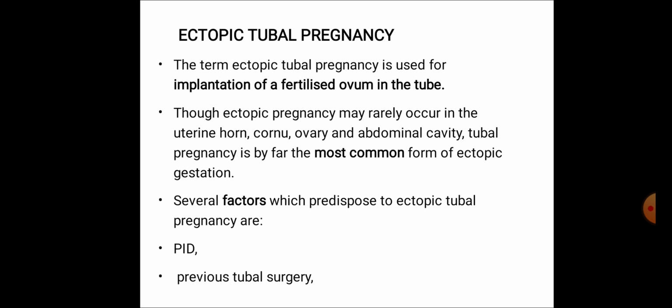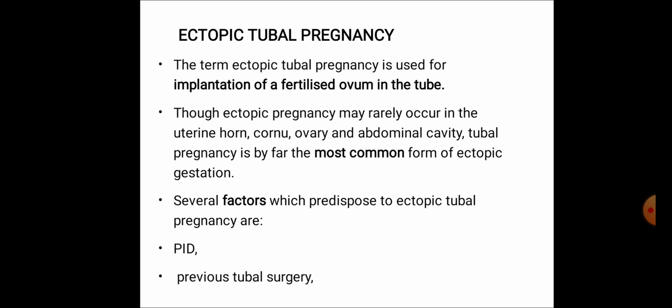Now ectopic tubal pregnancy. The term ectopic tubal pregnancy is used for implantation of fertilized ovum in the tube. Though ectopic pregnancy may rarely occur in the uterine horn, cornua, ovary and abdominal cavity, tubal pregnancy is by far the most common form of ectopic gestation.